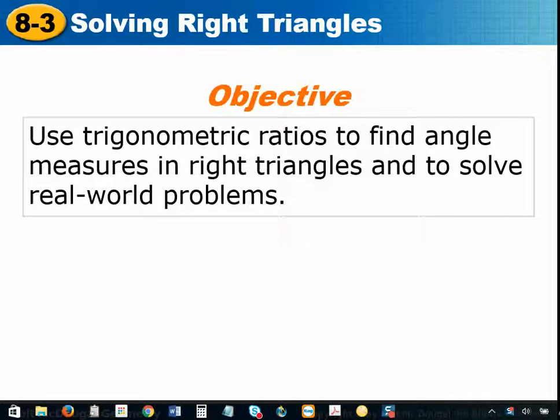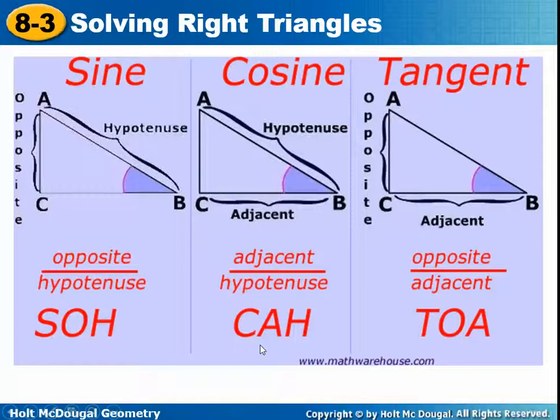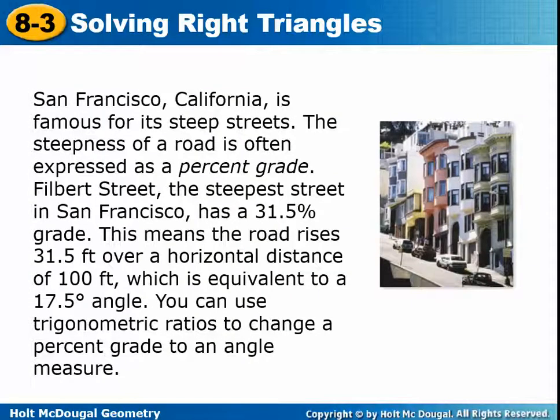In the last lesson, we used trig ratios to find missing sides of triangles. Now we'll be able to also find the angle measures. So this is a review from last lesson, sine, cosine, and tangent. You should have that written down in your notes or have it memorized. Okay, here's our example situation to kind of introduce this lesson.